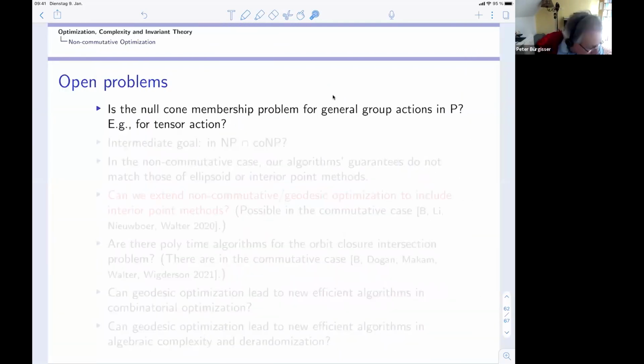I think I'm in time. There are many, many open problems, a lot of things to do. As you may have noticed, I really wonder about this null cone membership for general group actions, especially how about the tensor action. But one can also ask more modest questions. An intermediate goal would be to prove this problem is in NP and co-NP. Actually, I thought this is clear, but I was wrong.